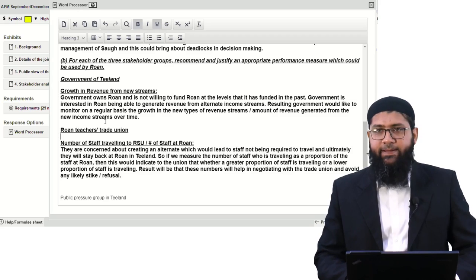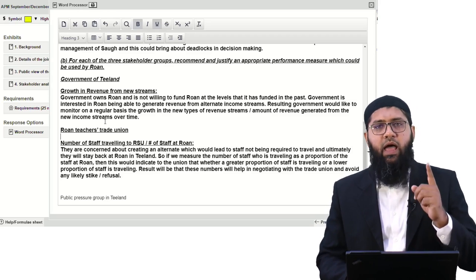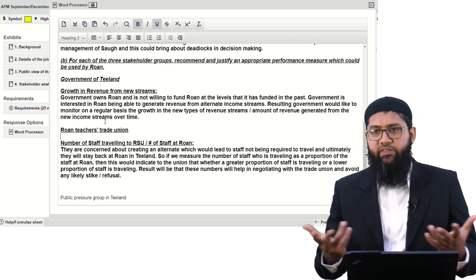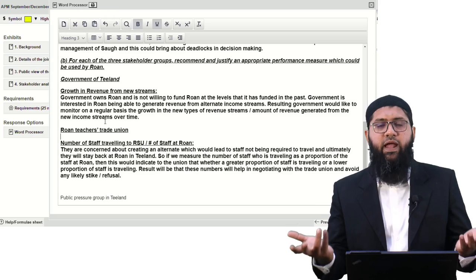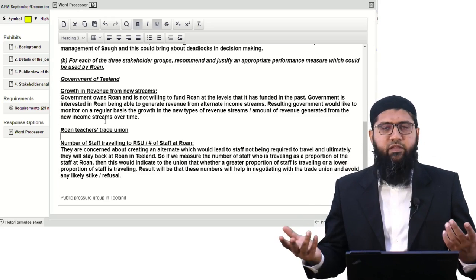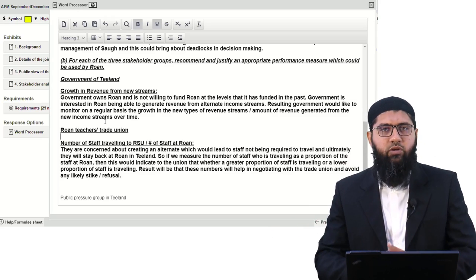So do you get it? We're done with two of them. The last one is left. Suggest a measure and justify why you are saying that this should be the measure.